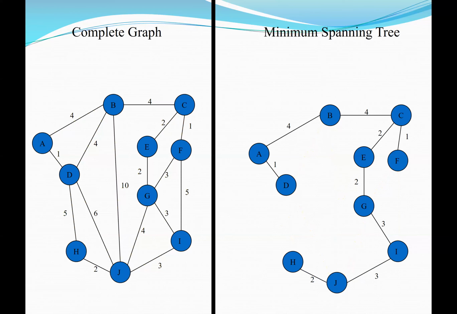Okay, there you go. That's the original graph, and that's the new graph, a minimum spanning tree that we're going to have. That's good. Okay.